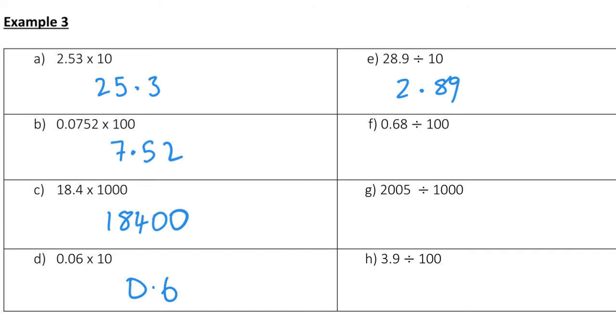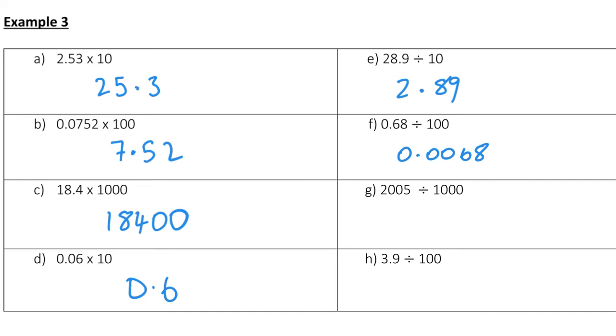To divide by 100, we're going to move the decimal place twice. So we're going to have 0.0068. So what we can see is initially it was before the 6, and now it's been moved 2 places to the left.